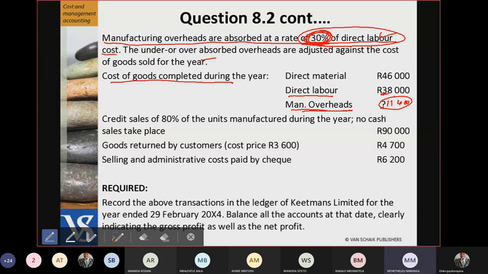All right, then we're done with that. The next transaction says to us there are credit sales of 80% of the units manufactured during the year. No cash sales take place. Got 90,000. So that 90,000 is our credit sales, because we don't have cash sales.